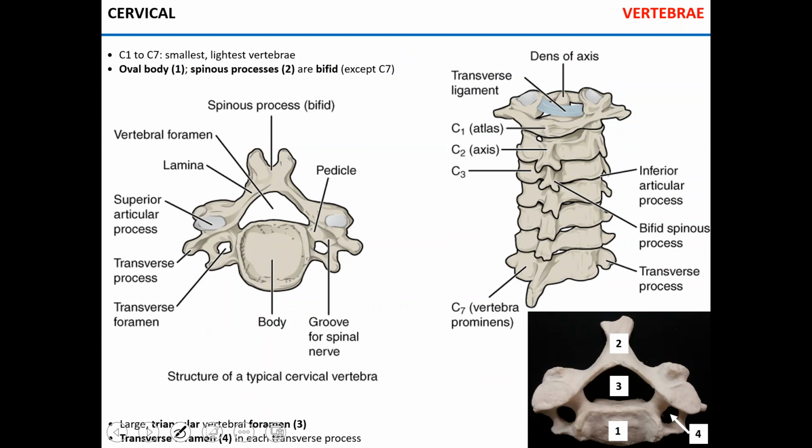So cervical, thoracic, and lumbar vertebrae have distinct structures. So cervical vertebrae are the lightest because they're on top. All they need to support is basically a head. They have an oval shaped body, triangular vertebral foramina. The spinous processes are bifid, except for vertebra number 7. And in each transverse process, you can see transverse foramina.